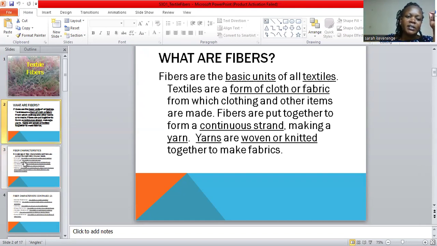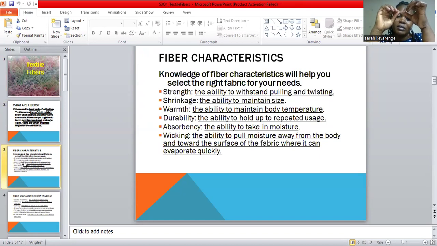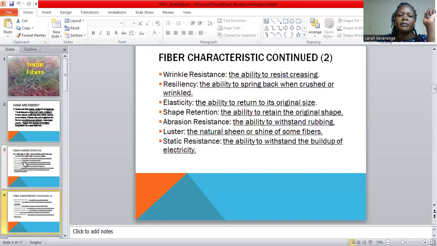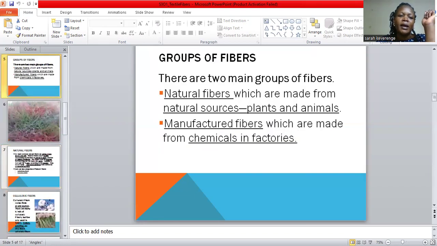Now, what are the characteristics of fiber? They include strength, shrinkage, warmth, durability, absorbency, wicking, wrinkle resiliency, elasticity, shape retention, abrasion resistance, luster, among others. We also check the types of fibers, or groups of fibers. There are two main groups: natural fibers and man-made or unnatural fibers. The natural fibers come from natural things such as plants and animals, and the man-made fibers are also called manufactured fibers. They come mostly from chemicals, and are mostly formed through polymerization.